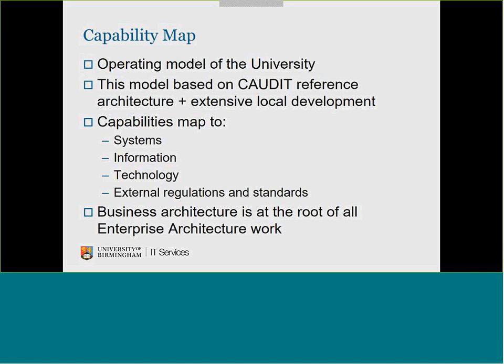These are very, very useful, and connecting them to systems, technology, information, external relations. Business architecture, to me, is the root of all enterprise architecture work, in that everything relates back to the business.